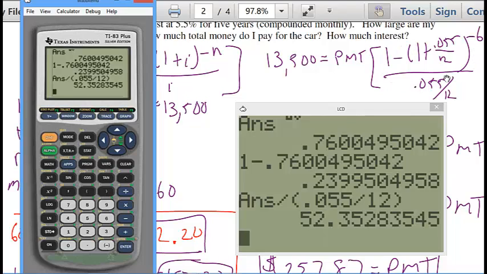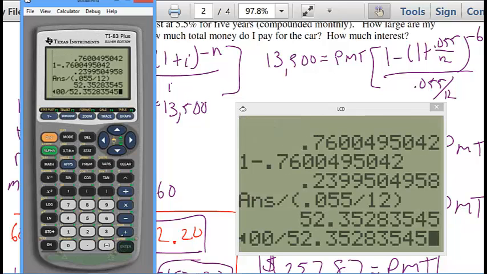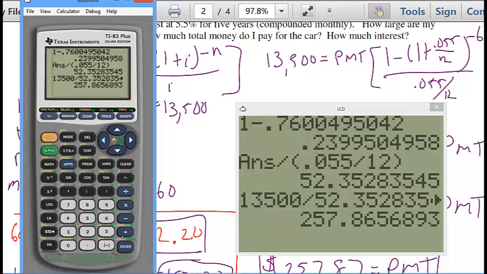That's what that number represents. So the 13,500, I know it didn't look like that, but that's what I was going to divide by. So I'm going to take 13,500 and divide it by the 52.35 that we found. And that'll tell us the payment, the 257.86, which you can see down here at the bottom.